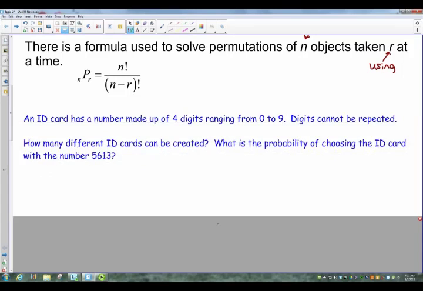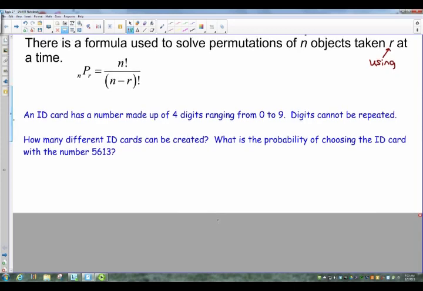So here we go. An ID card has a number made up of 4 digits ranging from 0 to 9, and digits cannot be repeated. How many different ID cards can be created? And then what is the probability of choosing the ID card with the number 5613? All right, so 2 parts to this. How many different ID cards can be created?